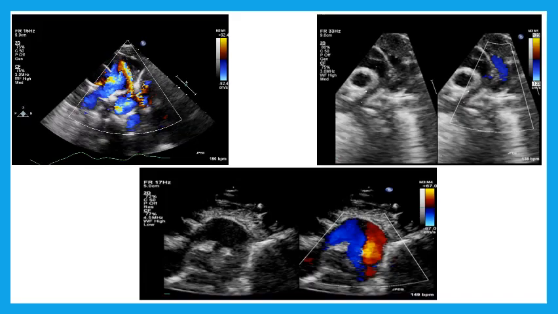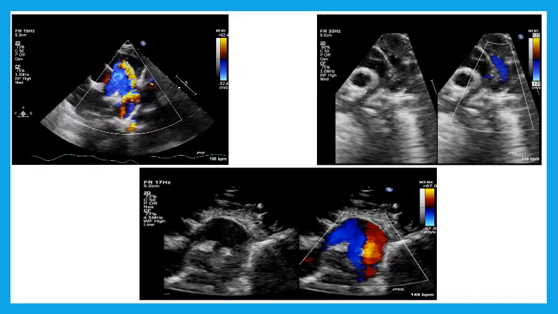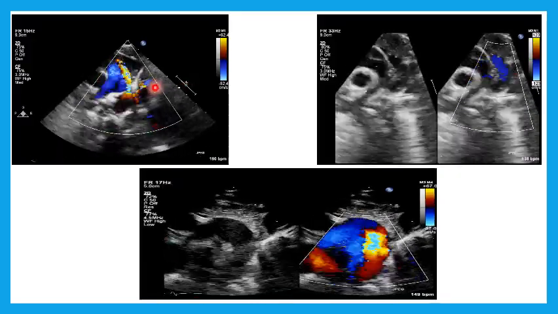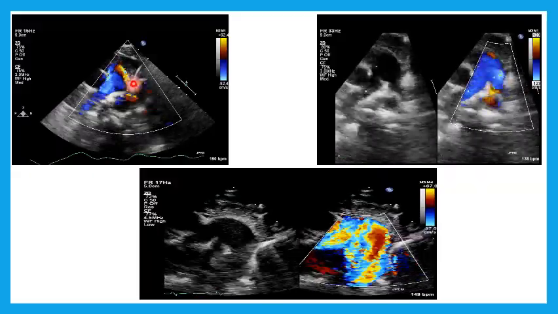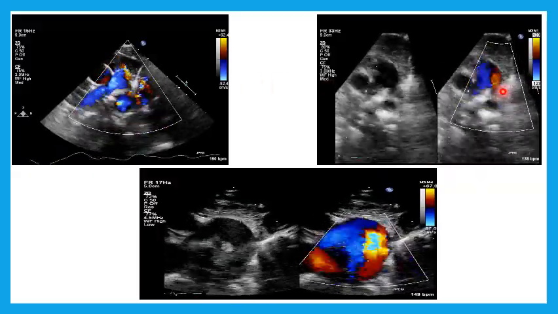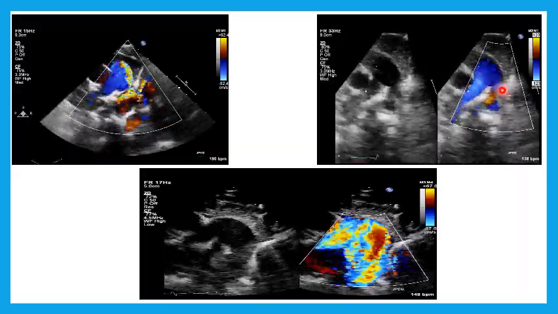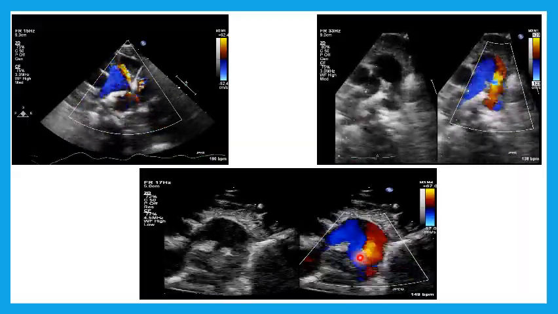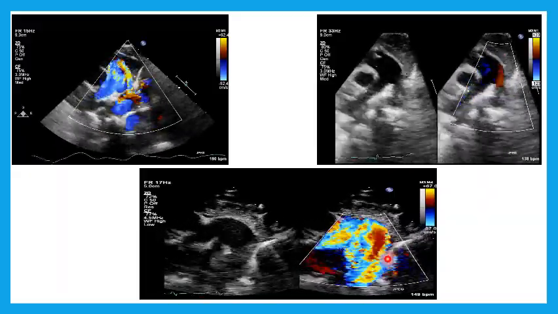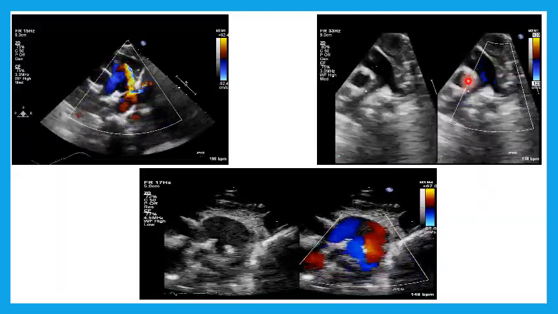And here we can see the different sizes of the PDAs. In this one, this is a small jet or small color area here, and this one is slightly larger. So this is a medium-sized PDA, and this is a big PDA. As you can see, the red color is a bit wider in comparison to this one and this one.